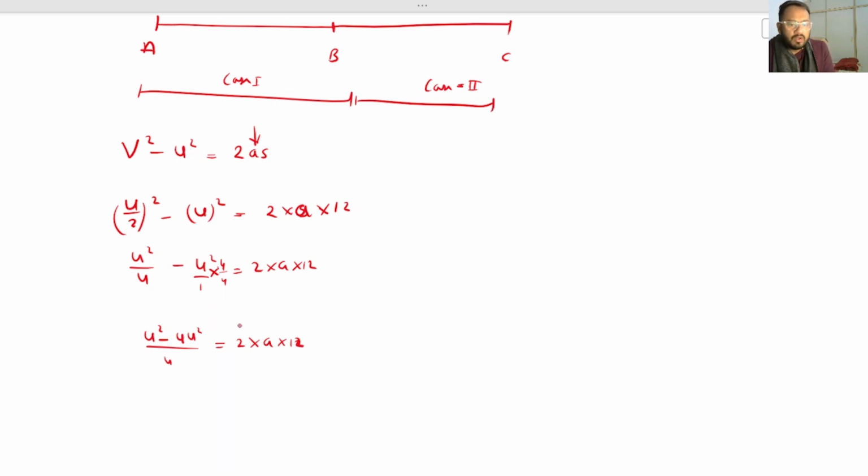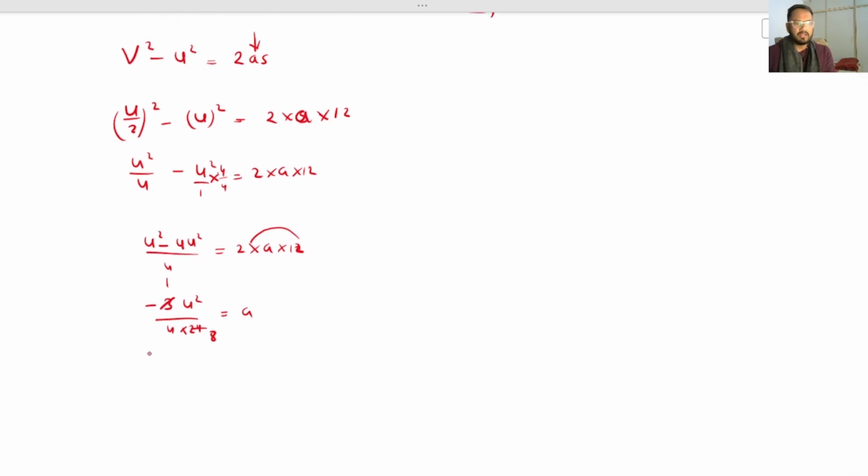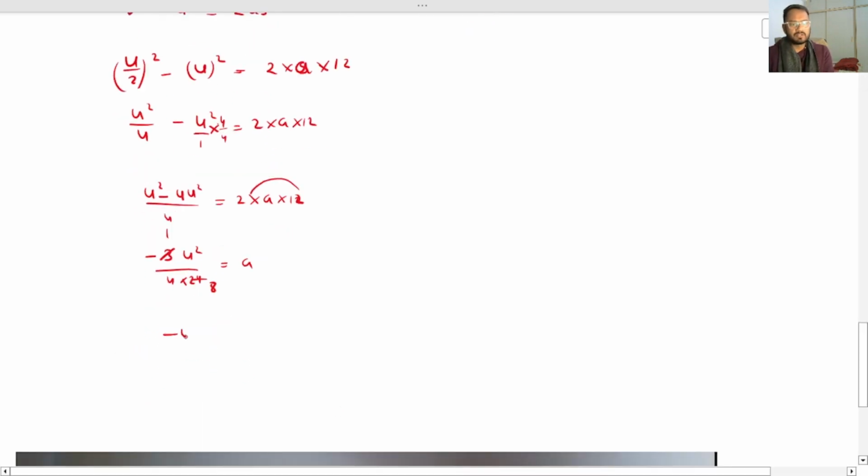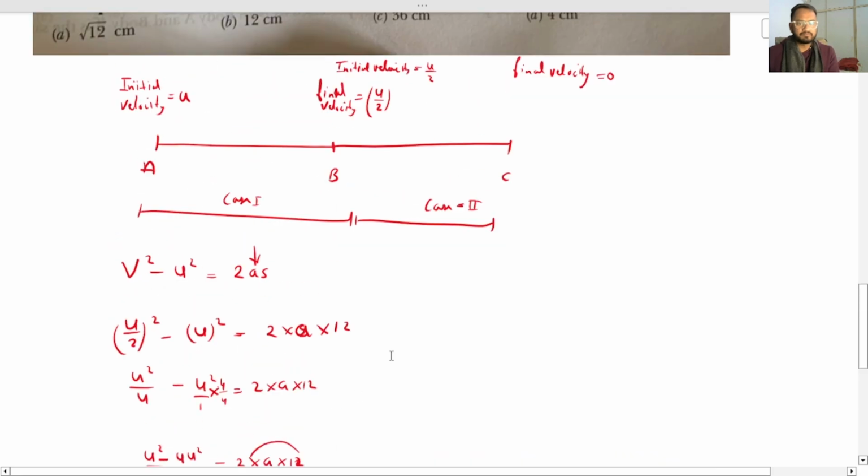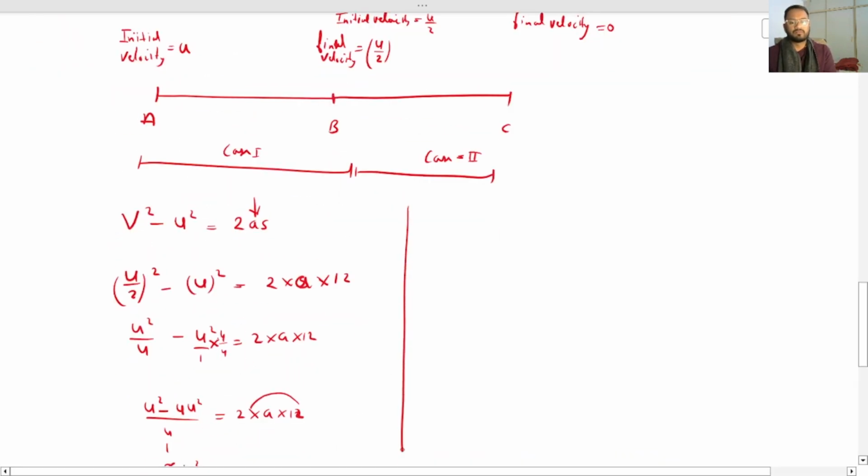Done. Now if we solve this, you will get minus 3u square upon 4, and then 12 into 2 is 24, so we write 24 is equal to a. So 12 into 2 is 24, and 24 divided by 3 is 8, right? So this gives the answer of a, that is minus u square upon 8 into 4, which is 32, is equal to a. Done.